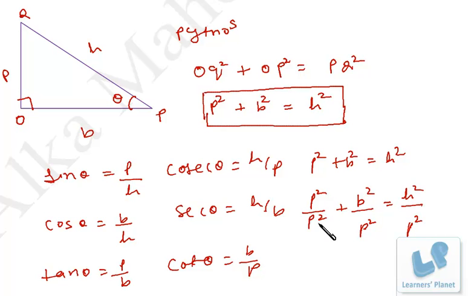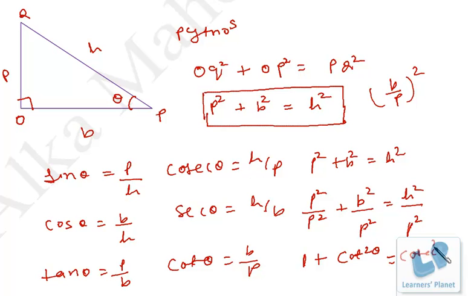Now this P square by P square, that's 1, plus B square by P square will be what? Just see it carefully over here. B by P is what? Cot theta. That means B square by P square will be what? It's cot square theta. So it's actually (B by P) whole square. So we write it as cot square theta, right? Is equal to H square by P square. H by P is what? It's cosec theta. So H square by P square will be what? Cosec square theta.